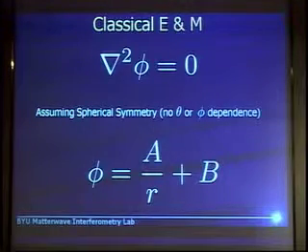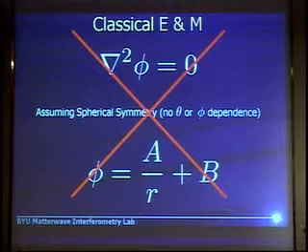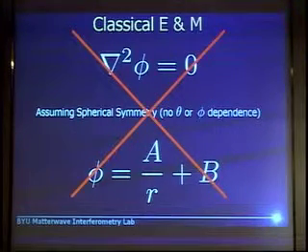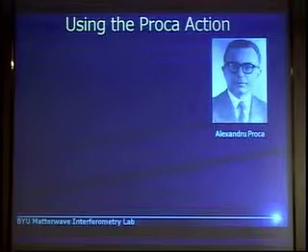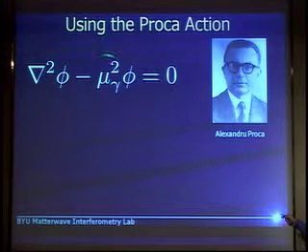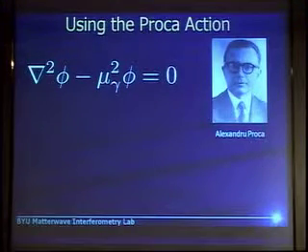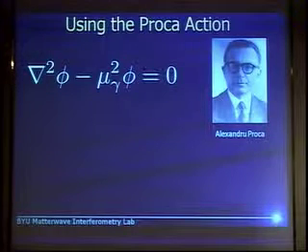But now the question is, what happens if photons have rest mass? Well, we have to come up with a new equation to replace Laplace's equation. And that was done by Alexandru Proca. He came up with the Proca action, applied that to Maxwell's equations, and this is what you get instead of Laplace's equation. You get something that looks the same, it's just got this extra term here, which, of course, remember, mu sub gamma is proportional to the rest mass of the photon.